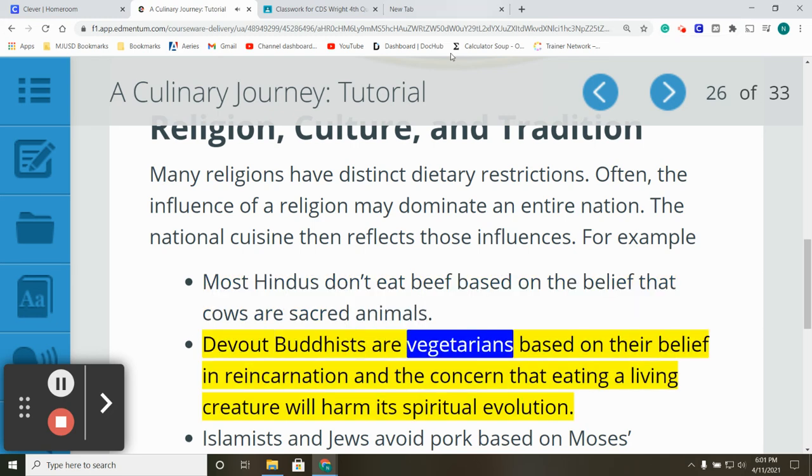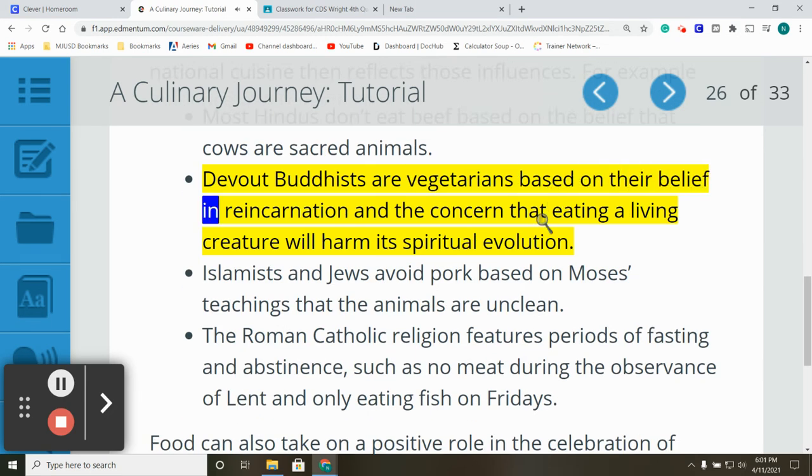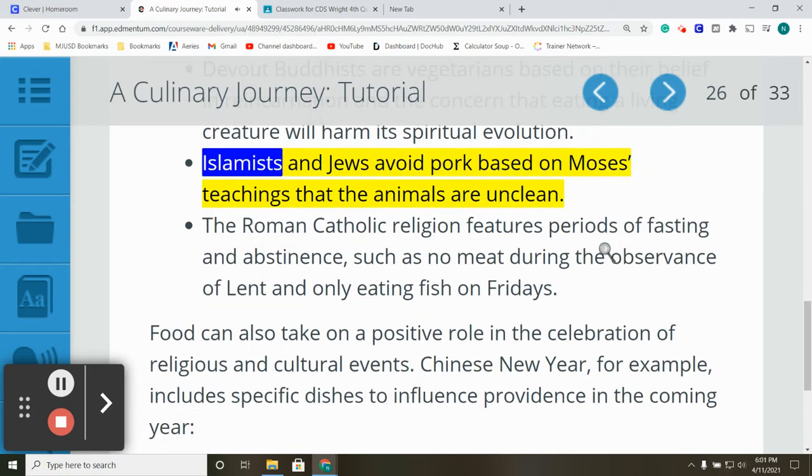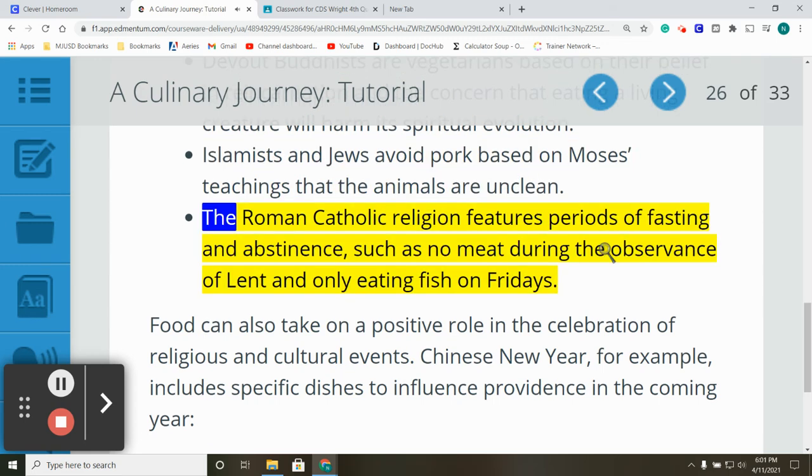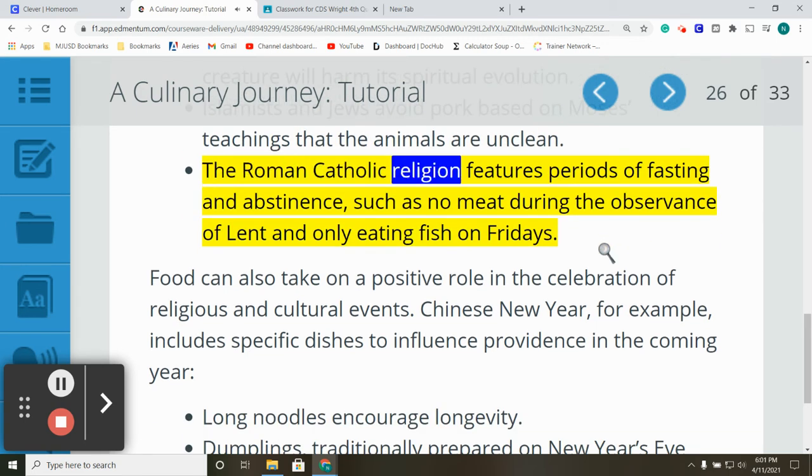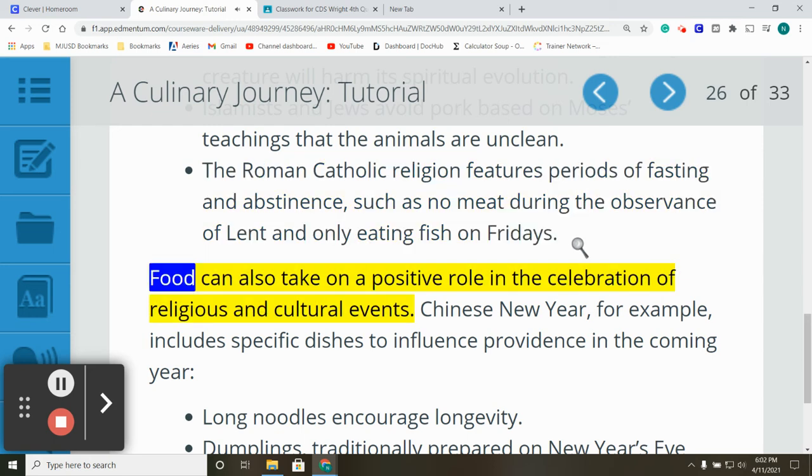Devout Buddhists are vegetarians based on their belief in reincarnation and the concern that eating a living creature will harm its spiritual evolution. Islamists and Jews avoid pork based on Moses' teachings that the animals are unclean. The Roman Catholic religion features periods of fasting and abstinence, such as no meat during the observance of Lent and only eating fish on Fridays.